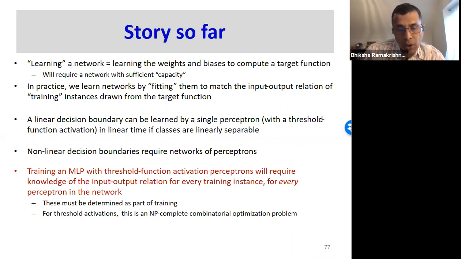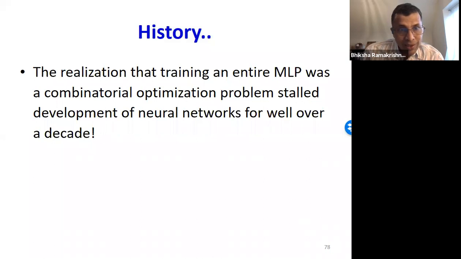So, when people realized that training an entire MLP was a combinatorial optimization problem, all progress, all research in this field stopped for well over a decade while people were trying to figure out how to deal with this. Till we had this really nice paper by this guy at MIT on backpropagation, whose name I forget. I don't remember.